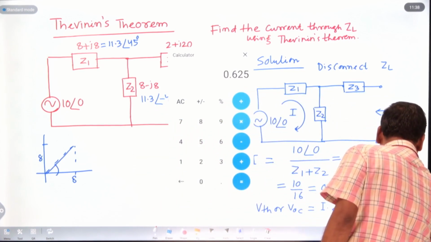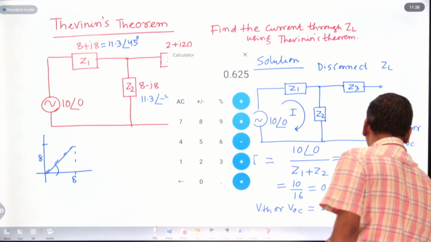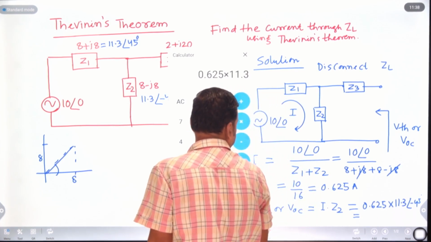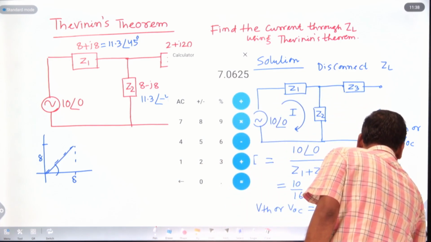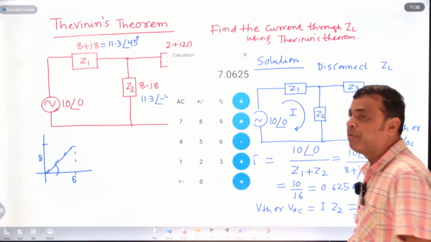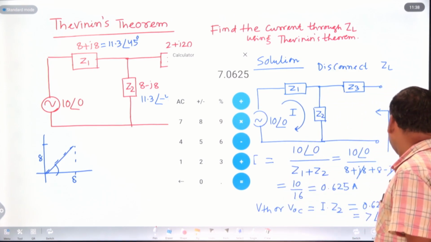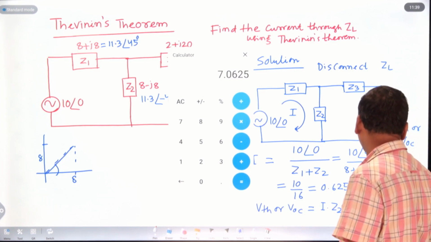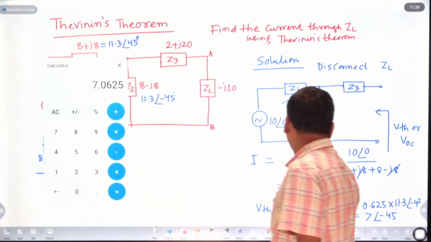11.3 angle minus 45, and the value becomes what? 0.625 into 11.3, the value is 7, angle minus 45. Since this is 0.625, the angle is nothing but 0, so if you multiply, this can be added. So 0.625 into 11.3 angle minus 45 becomes 7 angle minus 45. Then this is your VTH or VOC.